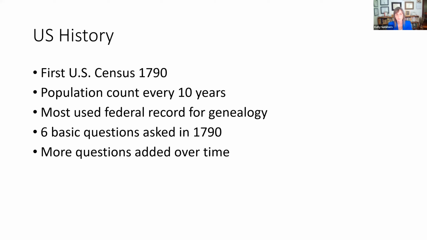And as I mentioned before, this record is one of the most popular records used for genealogical research. And one of the reasons it's most popular is because it usually contains a family unit or family structure. And so we can see a family together, and that really helps us. On the first year the census was taken in 1790, there were 6 questions asked. And then over the years, more questions were asked.